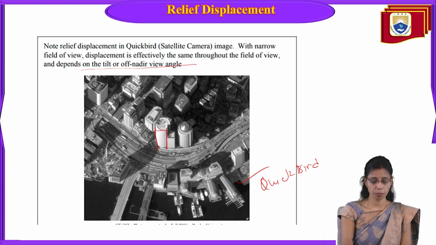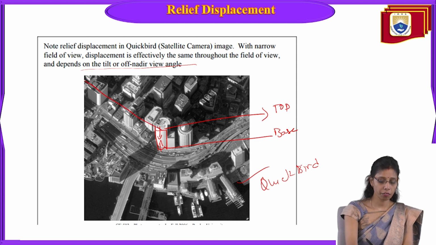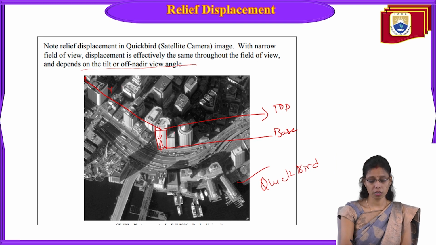So this is the displacement. Again, the same formula applies: you measure the distance between top and base, and the radial distance from the principal point. If the principal point is here, this distance is R and this is D. If you know the flying height of the plane, then we are able to measure the height of the object.